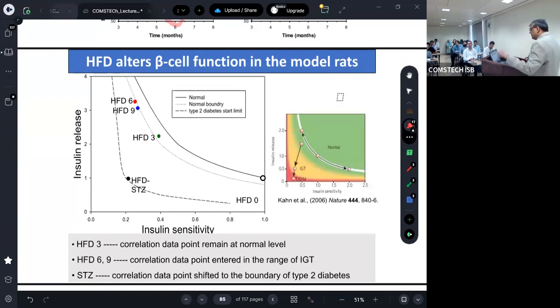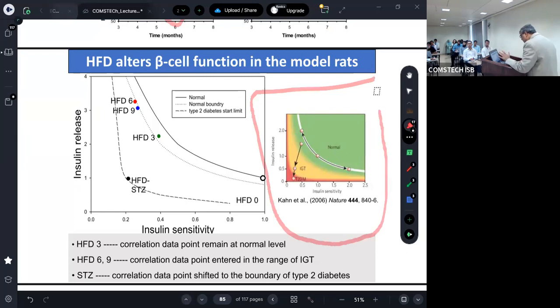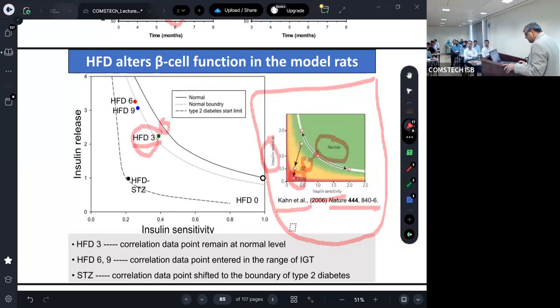So we checked their blood glucose, insulin, everything, and there is a model. Okay, this is the model. It was published in Nature Journal in 2006, Kahn et al. So this is the McVie model. This is the normal insulin sensitivity and insulin release. So it goes here with IGT, but here it is type 2. Using this model, we figure it out. This is the normal line. Normal line, high-fat at 3 months. What happens? Insulin sensitivity is 1 and insulin release is 4.